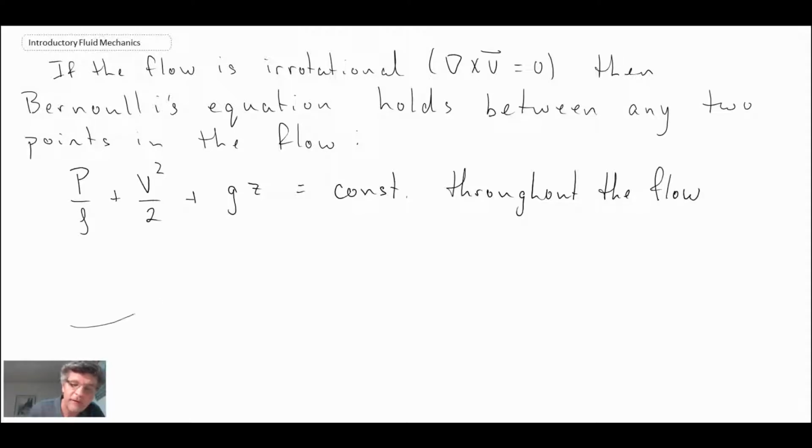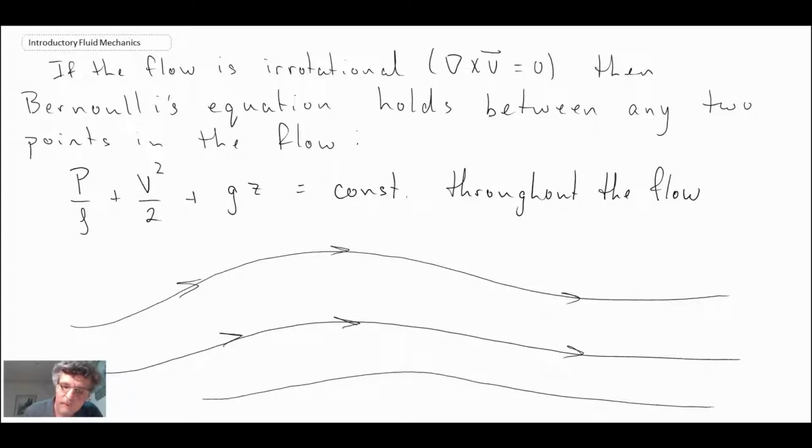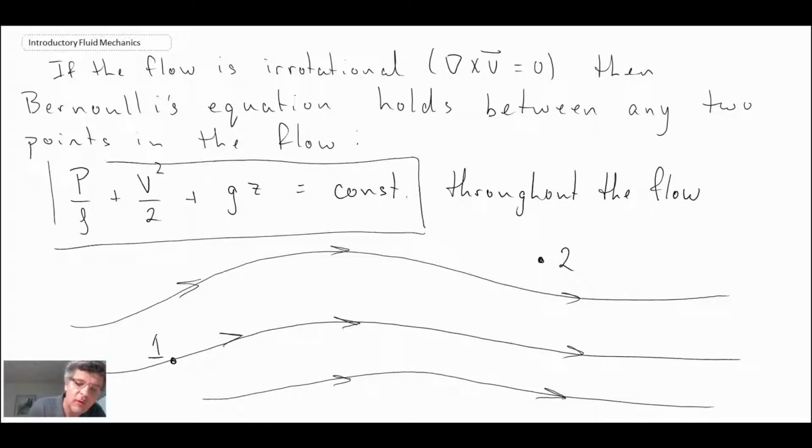So again, if we have a flow field that looks something like this, these are the streamlines in that flow field. What this tells us is that if this is our point 1, where we're evaluating Bernoulli's equation, we can take another point up here, point 2, that is no longer on the same streamline, and this form of Bernoulli's will hold, provided that this flow satisfies del cross V equals 0. And we'll look at the definition of del cross V in a later lecture.